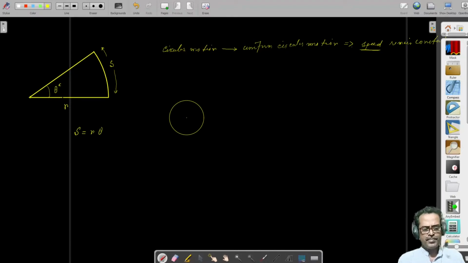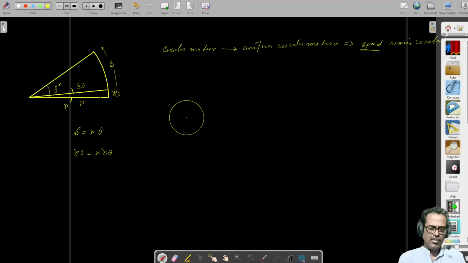Now, for a greater radius, when R is much greater than S, this S becomes a straight line. That is, if this angle becomes very small, we can treat this part as a straight line. Suppose this is del theta, and this is del S, and R remains the same. So we can say that del S is equal to R into del theta.